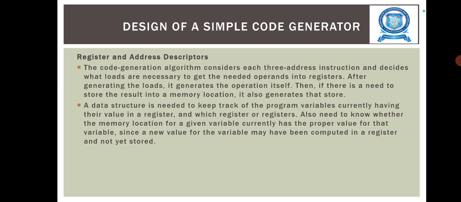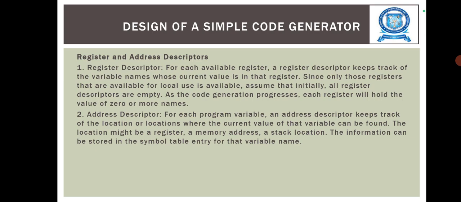A data structure is needed to keep track of the program variables currently having their value in a register, and which register or registers. We also need to know whether the memory location for a given variable currently has the proper value for that variable, since a new value may have been computed in a register and not yet stored. Next, we are going to see the two types of descriptors: register descriptor and address descriptor.